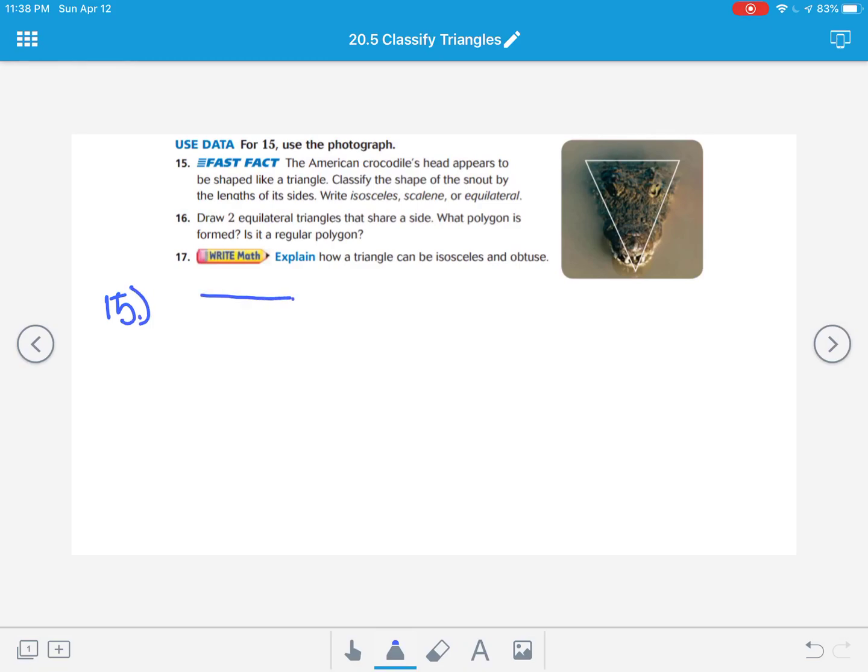It looks like the top of the head where the eyes are is a little bit shorter than the length to its snout. So I'm going to put one tick mark there and two on the other sides. Those from the eyes to the snout are equal in length. So if two of the sides are equal and one is different, that means that we have an isosceles triangle because two are the same and one is different.